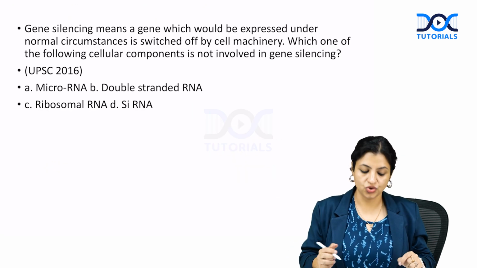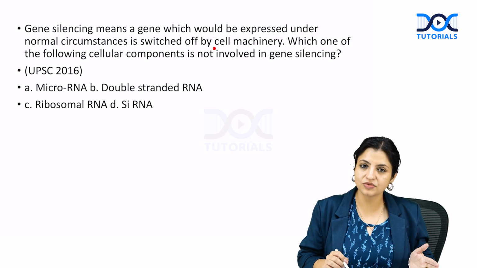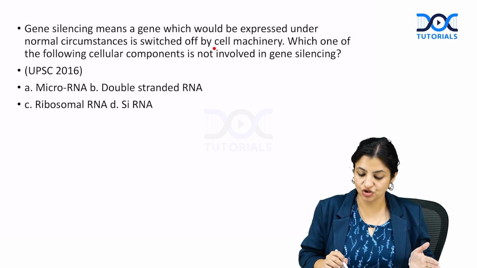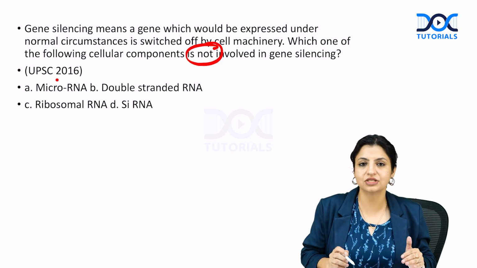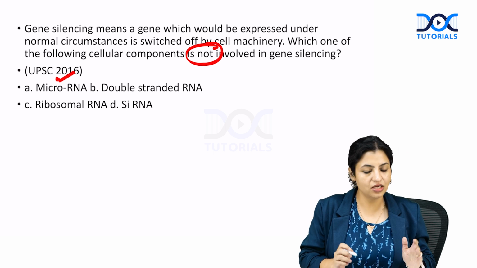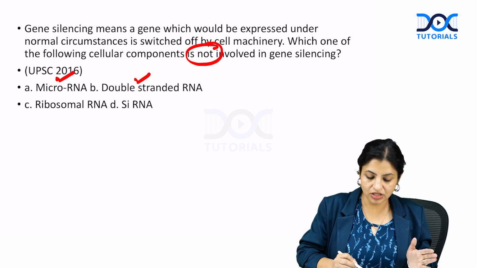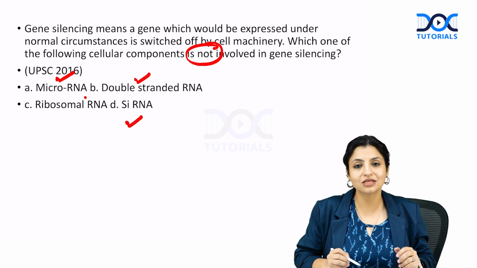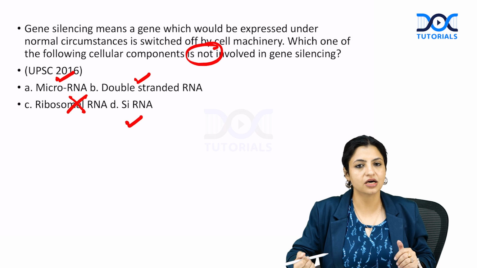So let's look at this question. Gene silencing means a gene which would be expressed under normal circumstances is switched off by the cell machinery. Which of the following cellular components is not involved in gene silencing? MicroRNA is a double-stranded RNA, so that is involved in gene silencing. siRNA is a synthetically made microRNA. A ribosomal RNA is a single-stranded RNA, and it is not involved in gene silencing.